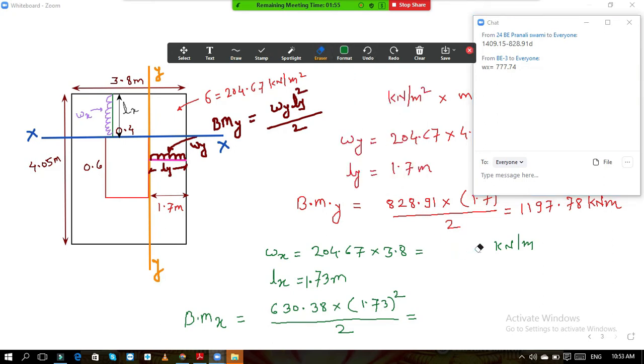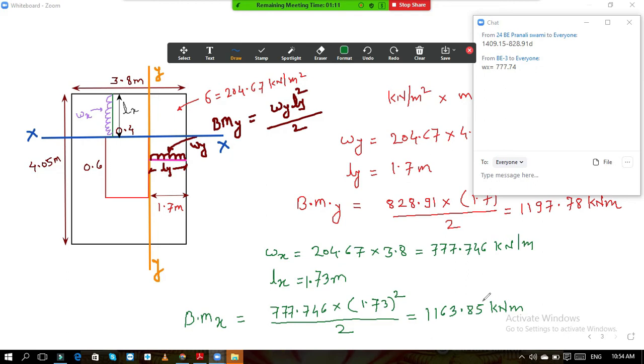So this value is 777.746. Okay, so I will write once again here also, change this value, 777.746. So now do the calculation. It is 777.746 into 1.73 square whole divided by 2. So it is 1163.85 kilonewton meter. So these are the bending moments in x and y direction respectively.